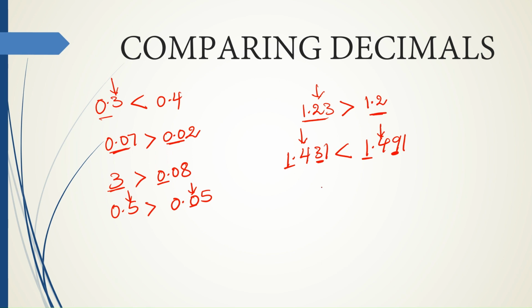We'll consider 5.64 and 5.603. Whole number part is the same. Value in the tenth position is the same. Value in the hundredth position is 4 here and here it is 0. 4 is greater than 0. So 5.64 would be greater among the two.